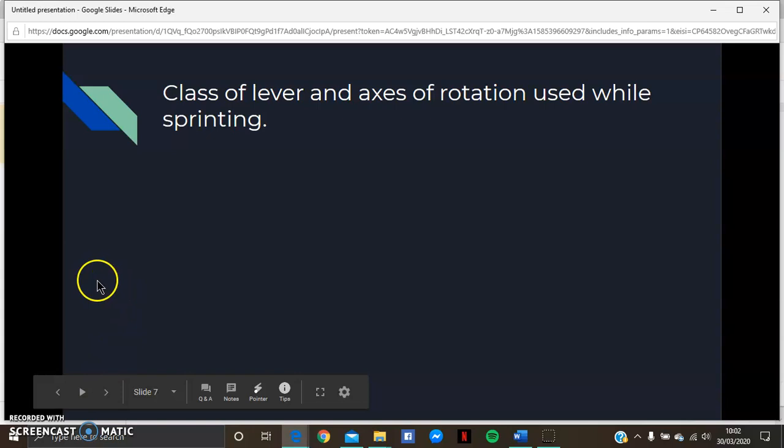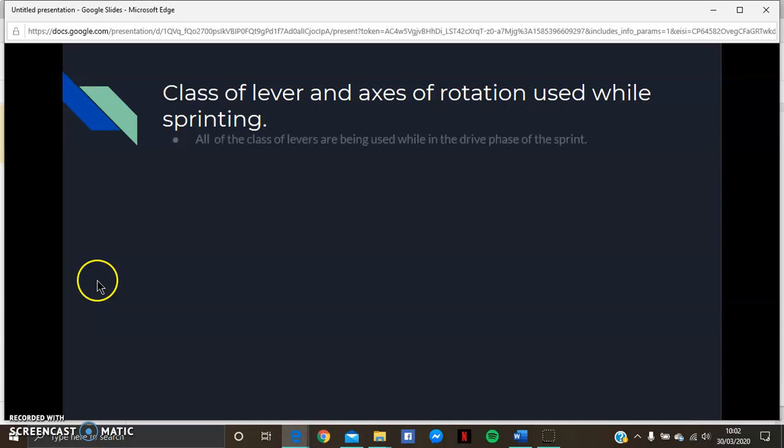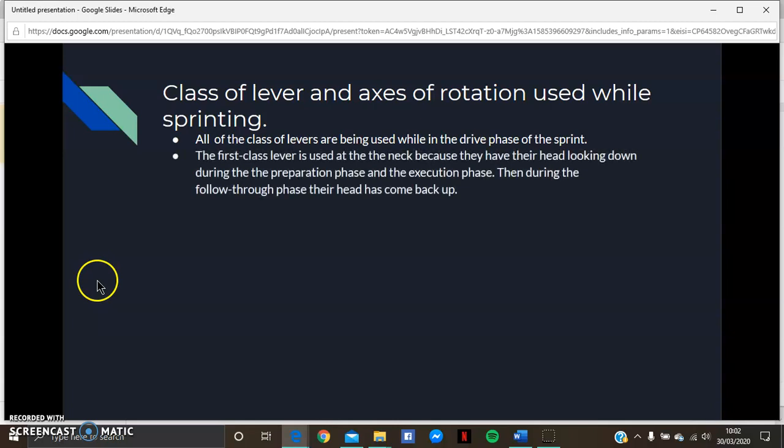Classes of levers and axes of rotation used during a sprinting race. All of the classes of levers are being used in this drive phase of the sprint. The first class lever is being used at the neck because they have their head looking downwards during the preparation phase and the execution phase. However, during the follow-through stage, their head has come back up.